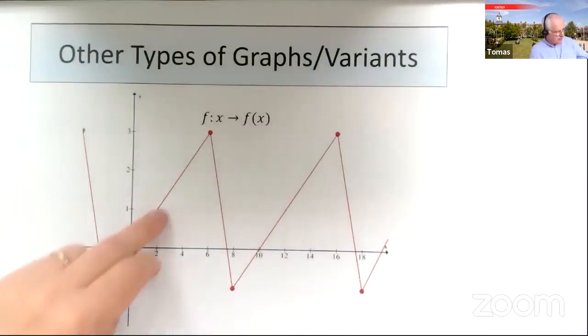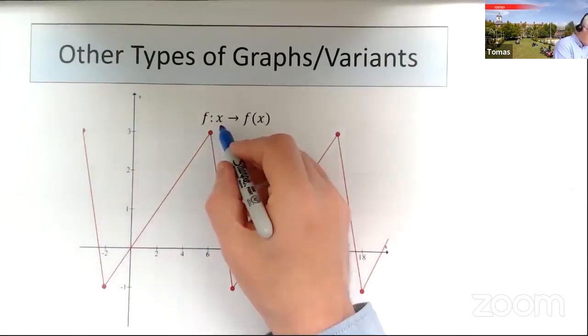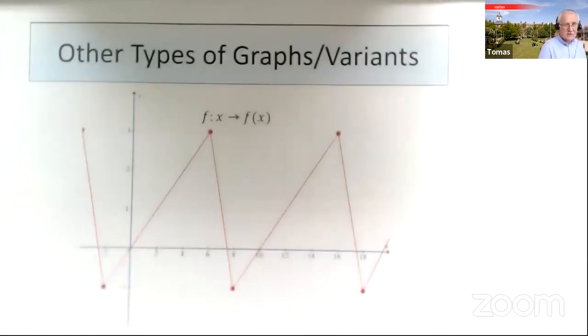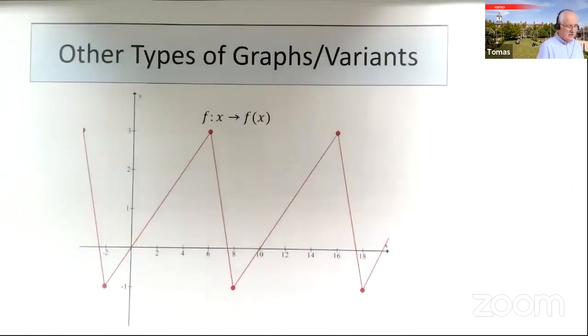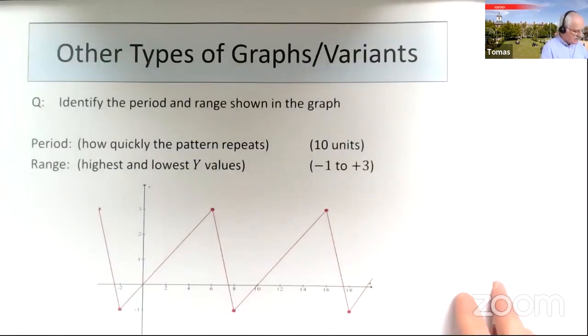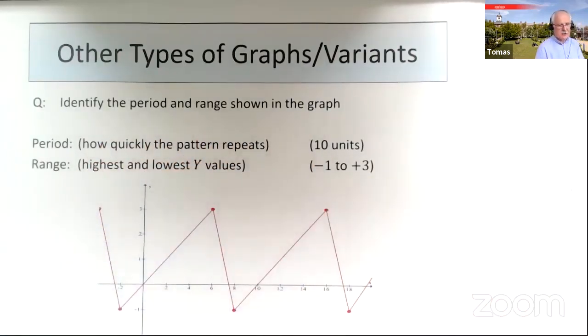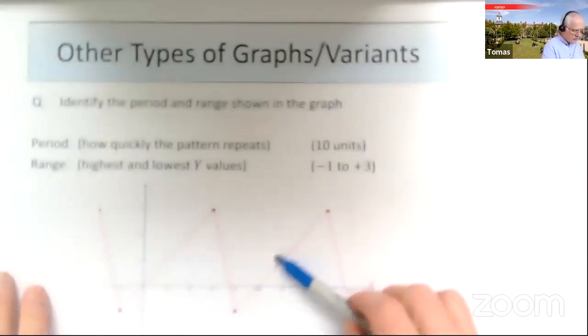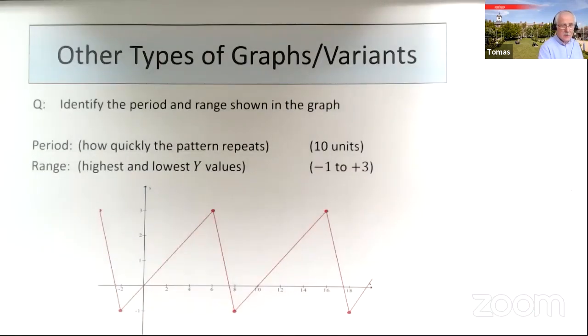So here's a picture of a graph. It's called f: x arrow f(x), another fancy way of lettering, but it's really y equals. And it says, in this graph here, identify the period and the range. So how often does it repeat, and what are its lowest and its highest values? That's all you have to do.